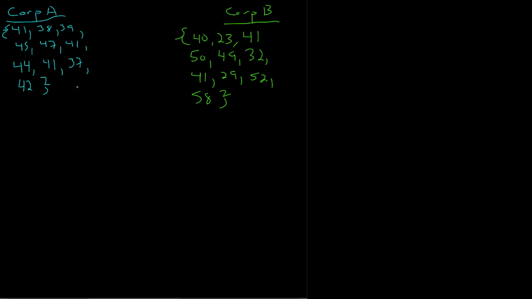All right, so what I'm going to do here is enter Corp A onto my calculator, and find the mean, the median, and the mode. Well, right off the bat, I can see that 41 is the mode. So I'm going to say the mode for this one is 41. Looking at Corp B, notice 41 is the most repeated, so the mode here is 41. But let's get an idea of the mean, median, and mode of each.